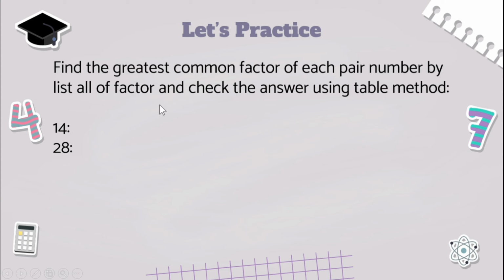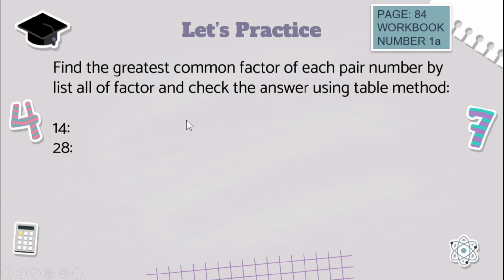Another question. Before we check using the table method, let's use the list method. Factors of 14: 1 and 14, 2 and 7. And now the factors of 28.